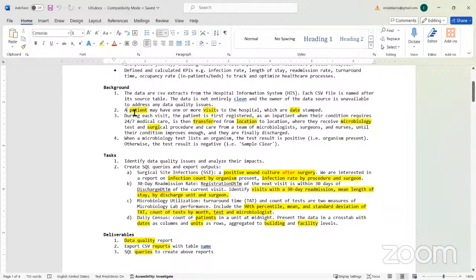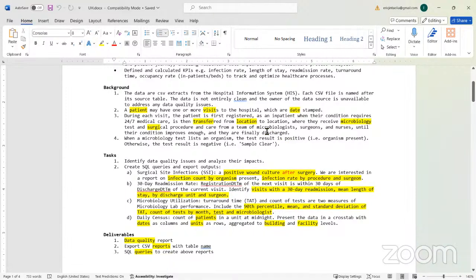First, a patient may have one or more visits to the hospital, which are date stamped. You notice that I highlight some of these business objects, and I can tell you they are also data objects. I mean, each one of them is a table. Patient is a table. Visit is a table. Date is a table, right? So let's go through number 3. I think number 3 is really important for you to understand the business, and it's also important for you to understand the data underneath the business. So we will become expert.